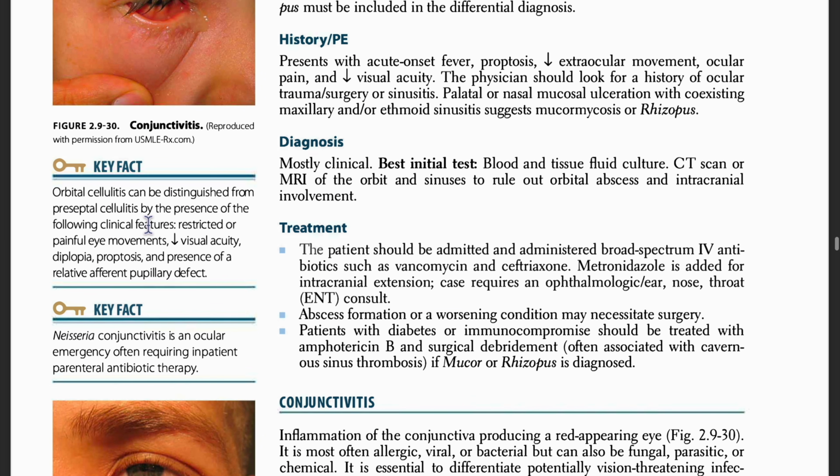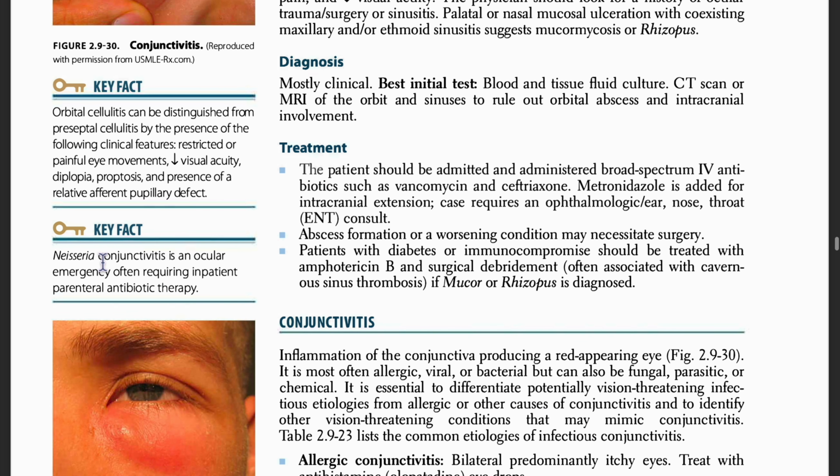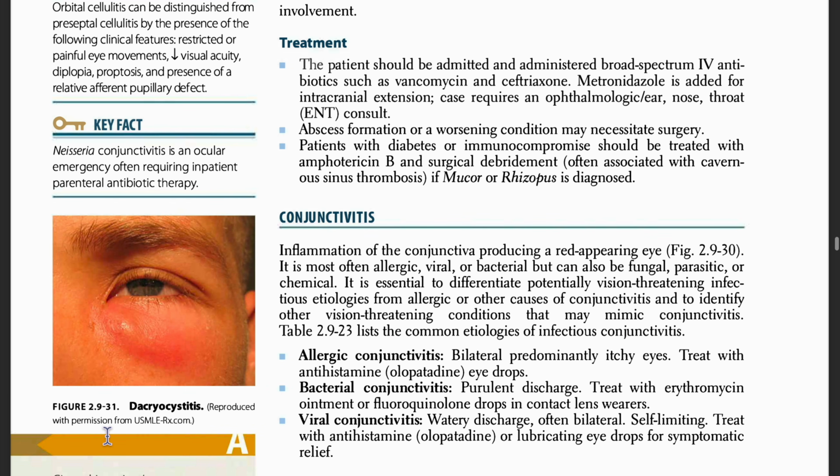So if you have pain, it's orbital cellulitis. Postseptal, if there's no ophthalmoplegia and you still have all of this stuff, then it's preseptal. Okay. Key fact: Neisseria conjunctivitis is an ocular emergency, often requiring inpatient parenteral antibiotic therapy. Okay, this is dacryocystitis.